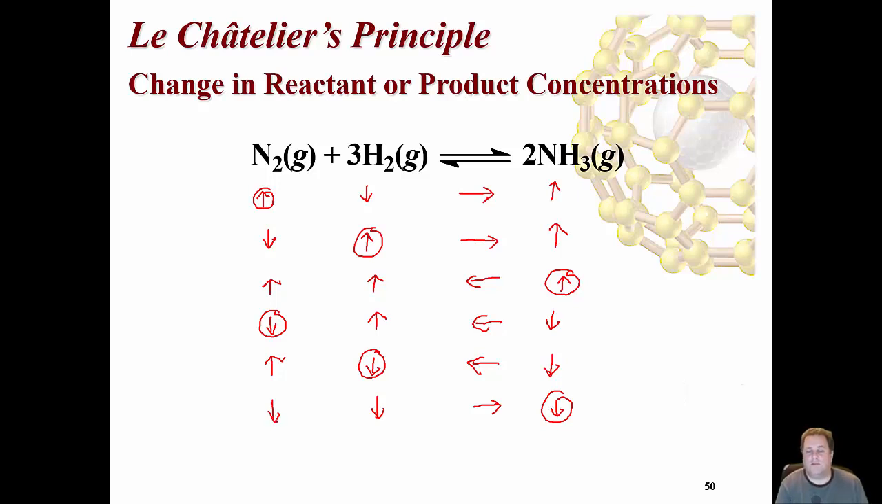Okay. So again, notice when we remove something like here, we're going to shift towards that. We're trying to put back what was removed, right? So that stress is, we've removed some, the system says, oh no, not enough N2, let's make some more. The only way it can make more is consuming some NH3 and producing H2 and N2, and that trend continues. So when we add something, it shifts away from it. When we remove something, it shifts towards it.